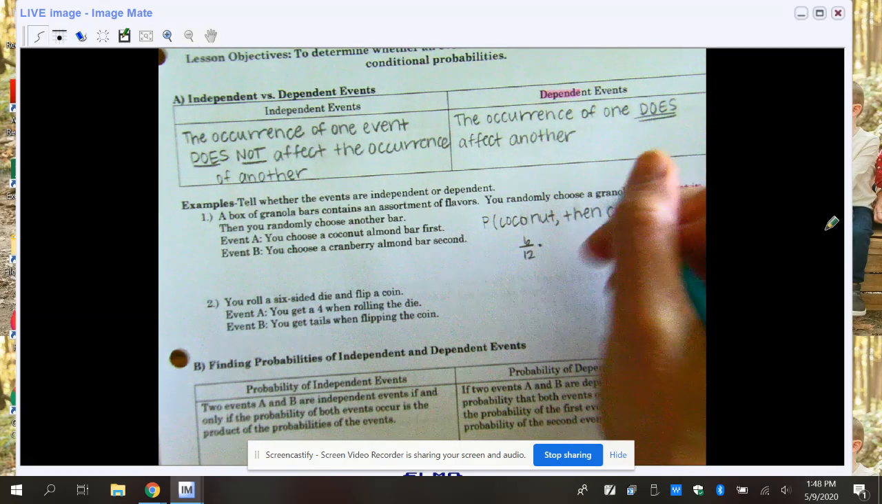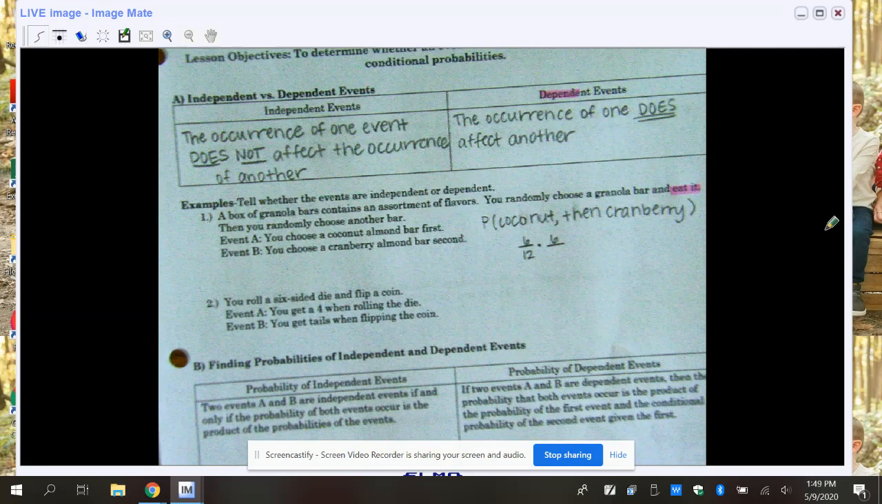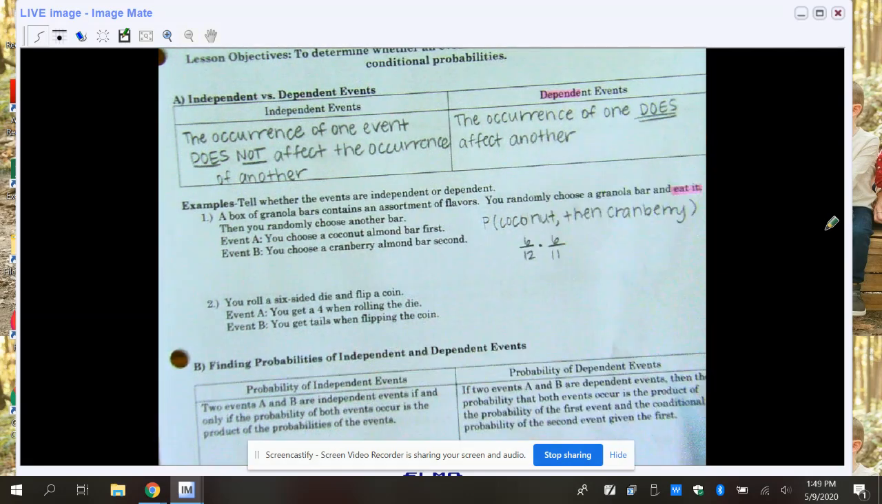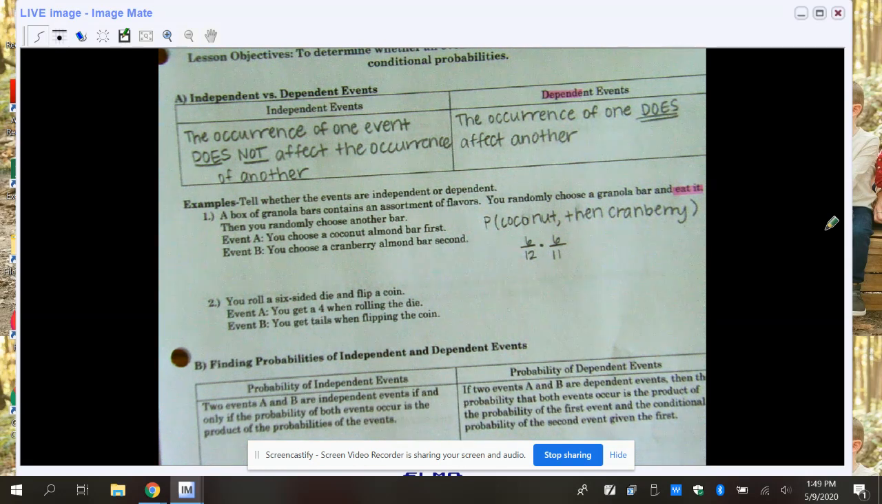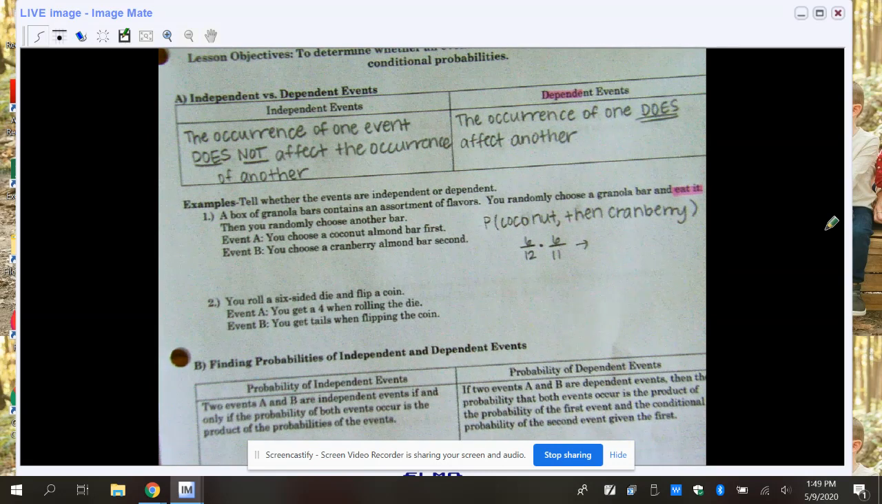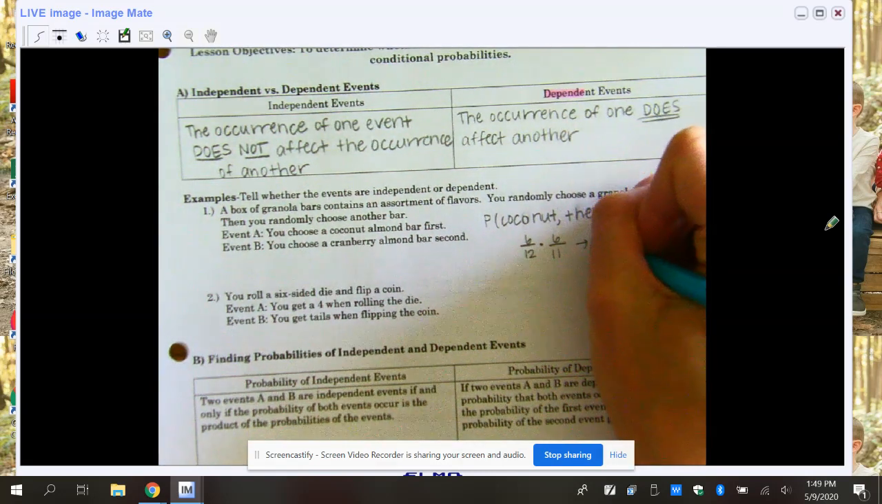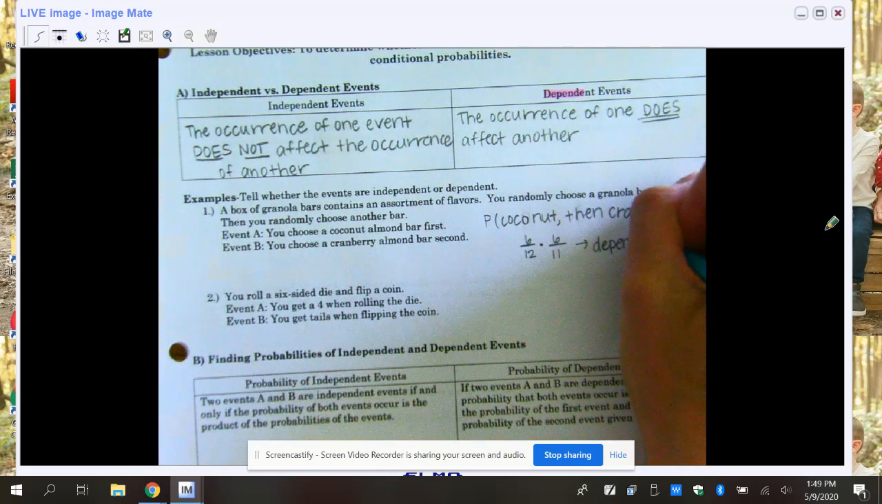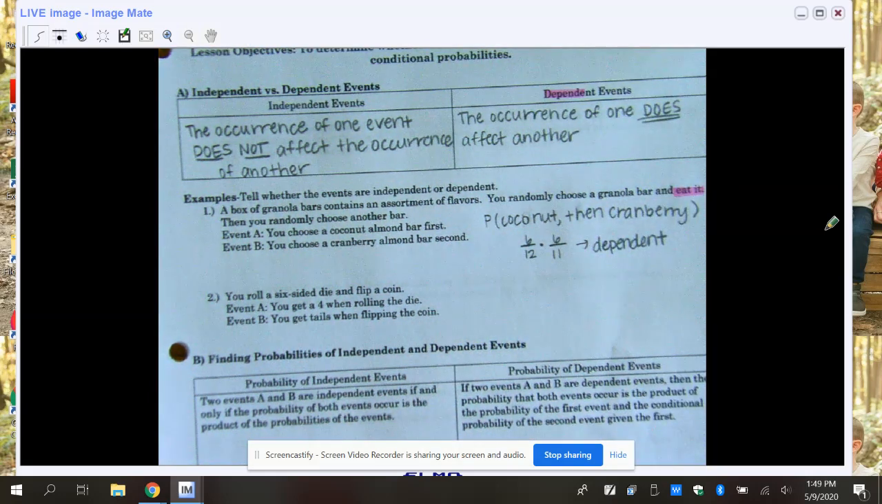So I would multiply that. I would still have 6 cranberry almond bars, but I only have 11 to choose from instead of 12. You are not going to actually find this probability. We'll do that in a little bit. But this just kind of shows you that this would be dependent events.